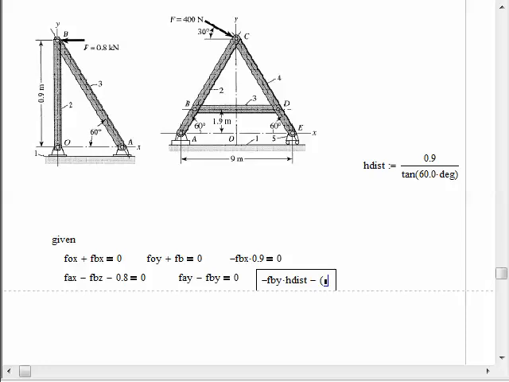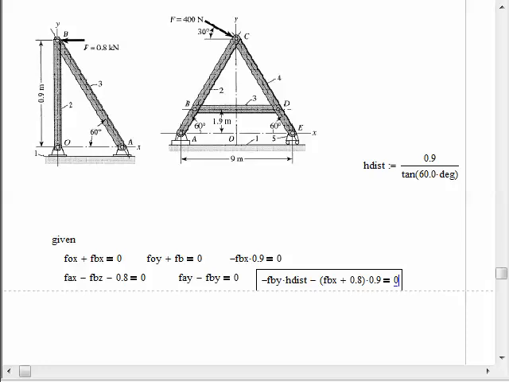parenthesis FBX is pointing in the negative direction, then plus 0.8 is pointing in the same direction as FBX, times 0.9 distance, equals 0.